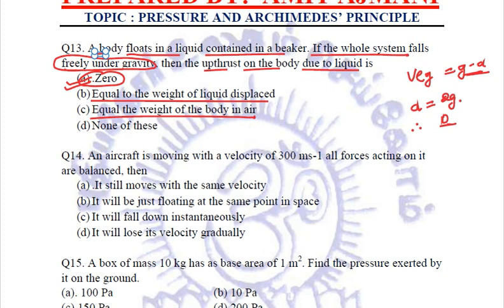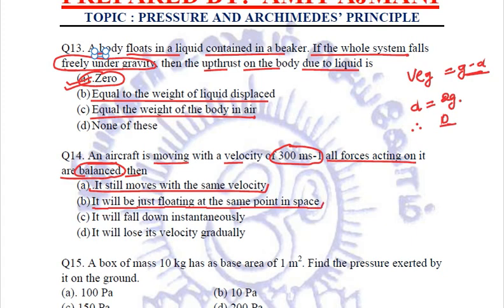Next question. An aircraft is moving with a velocity of 300 meter per second. Now this is the velocity with which the aircraft is moving. All forces acting on it are balanced. Then in that case, what will happen? Let us see the options. It still moves with the same velocity. It will just be floating at the same point in space.